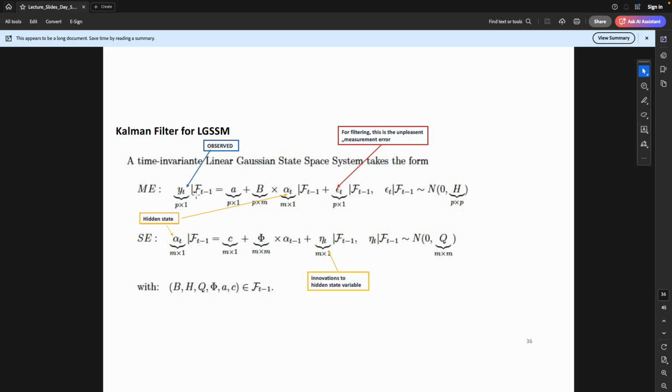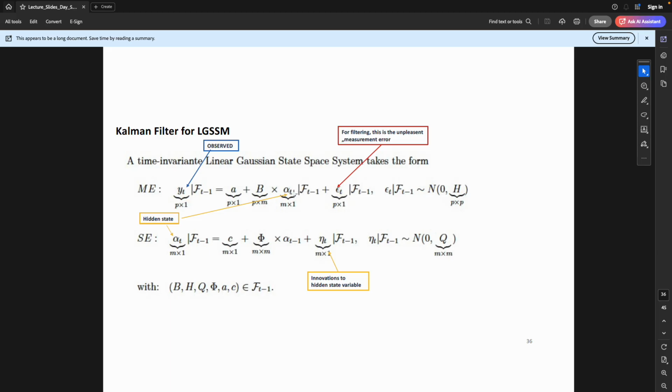Because we work with time series data, we always make our forecasts from t minus 1 to t. So I want to highlight here what is known as of t minus 1. A and B must be known as of t minus 1. But alpha t is not known. It's the unobserved state variable.